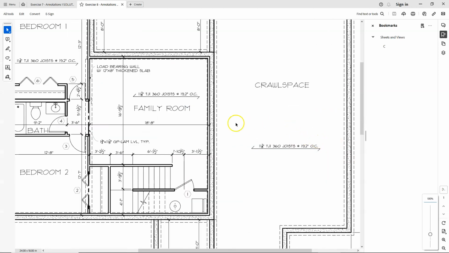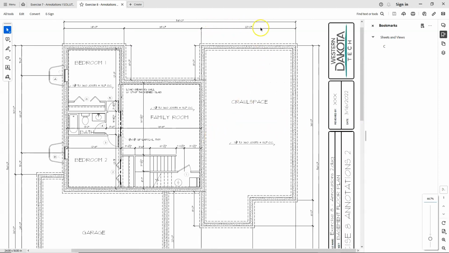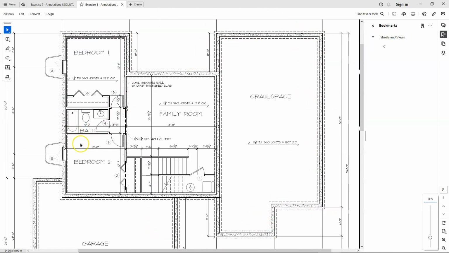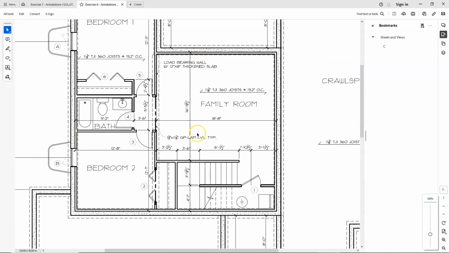We would not run interior dimensions across to show the width of that crawl space, right? That's defined by these exterior dimensions already. All of the exterior walls on this thing, the foundation walls, are defined outside. These interior ones are limited in number, because we just don't have that many interior walls.